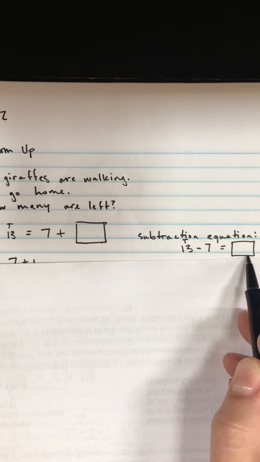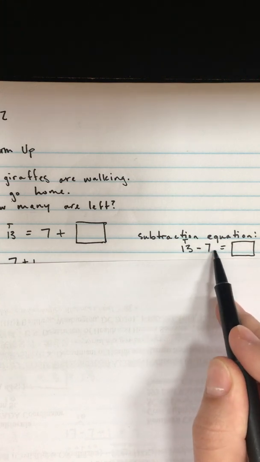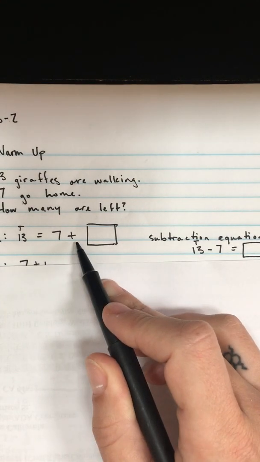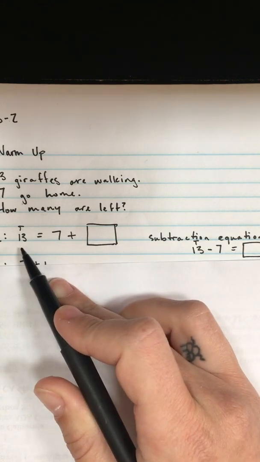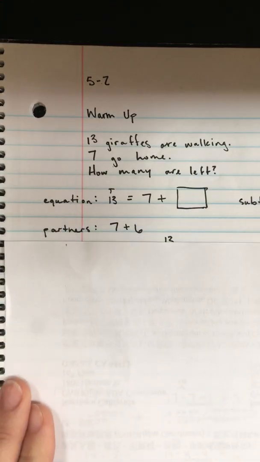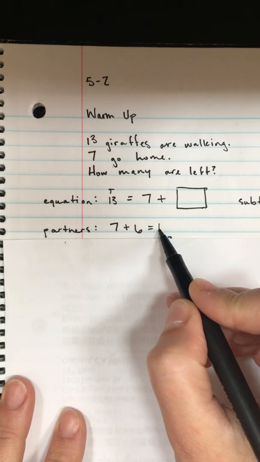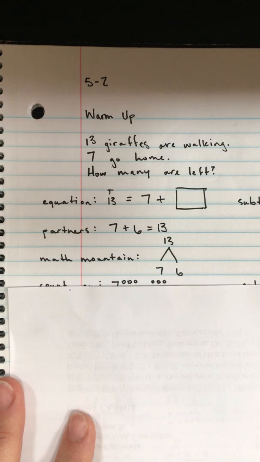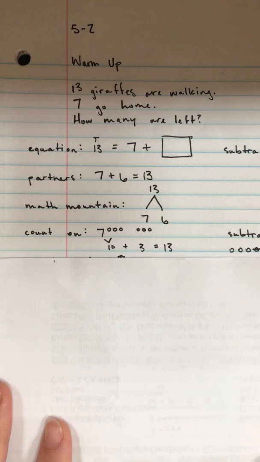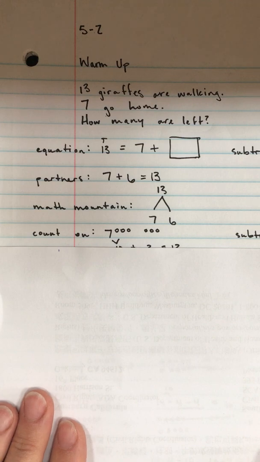Well, we can reorder this equation where we're looking for a partner and we know a partner into an addition equation where those two partners are added together to equal the total. And then we can work from there. So we could have memorized the partners, that 7 and 6 equal 13. We could write it like a math mountain, or we can do the counting on for the addition.